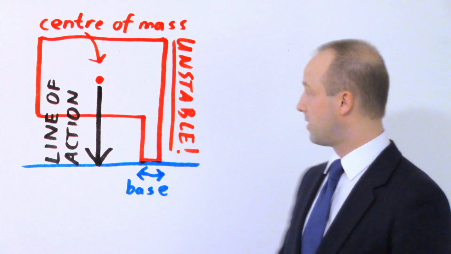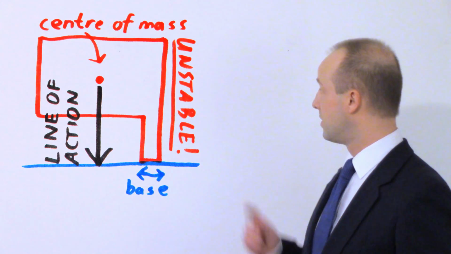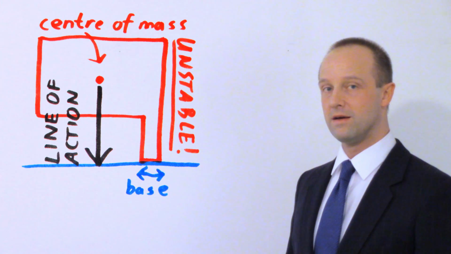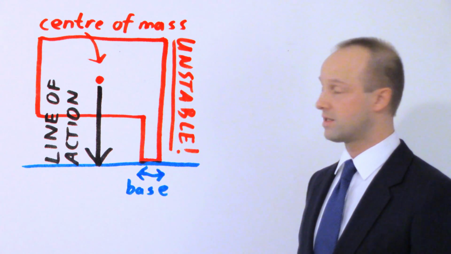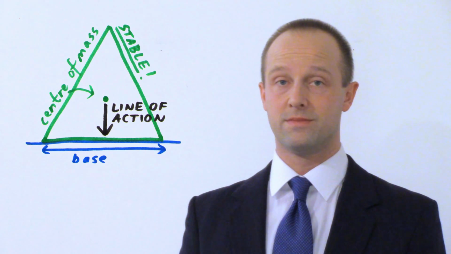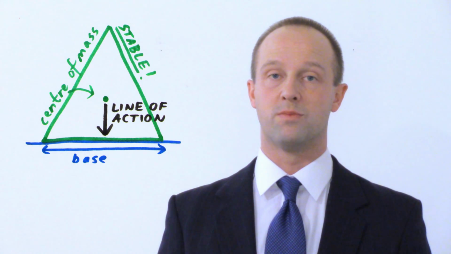Well, put simply, if you've got an object with a shape like this, and all of its weight ends up over there, way beyond where the base of this object is, then that object's going to tend to topple over. If you've got an object with a much more stable shape, this triangular shape for example, then that object is a lot less likely to topple over. It's going to be much more stable.